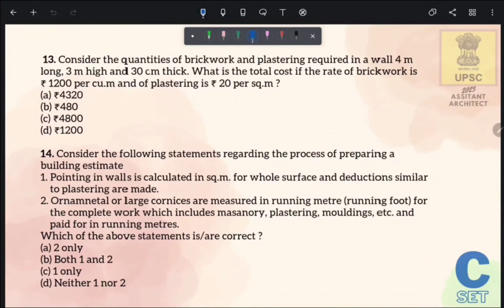Consider the quantities of brickwork and plastering required in a wall 4 meter long, 3 meter high and 30 centimeter thick. What is the total cost if the rate of brickwork is rupees 1200 per cubic meter and of plastering is rupees 20 per square meter? So let's understand this question through a diagram. This is our wall which is 4 meter long, 3 meter high and 30 centimeter thick.